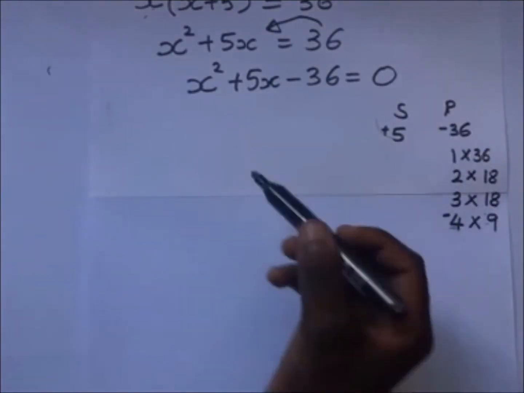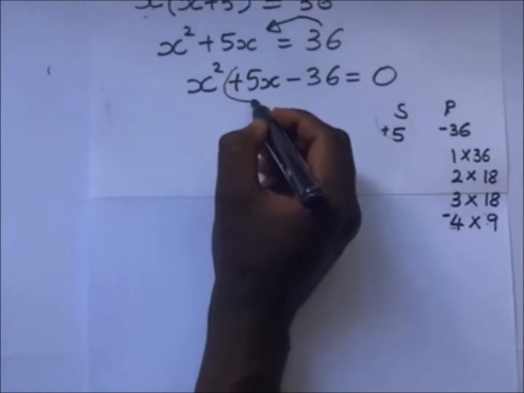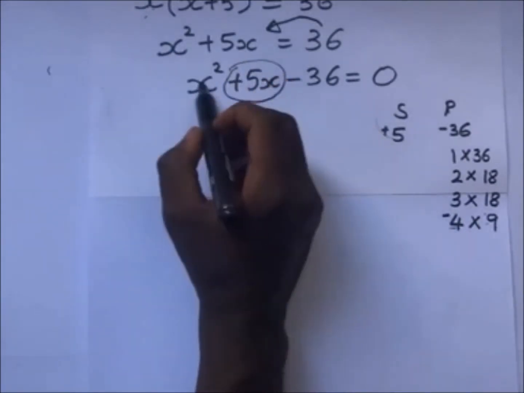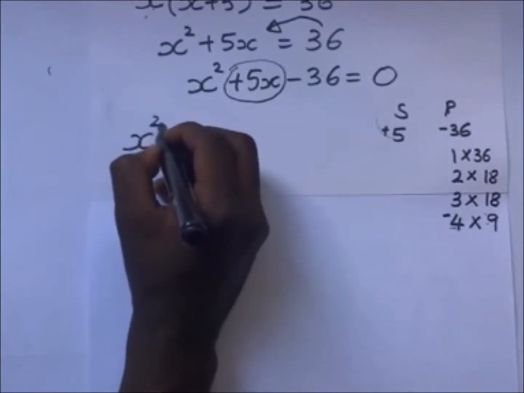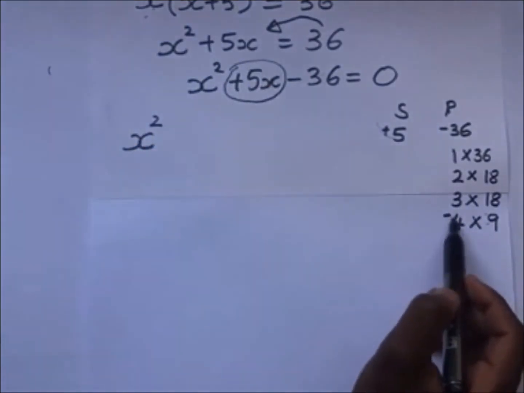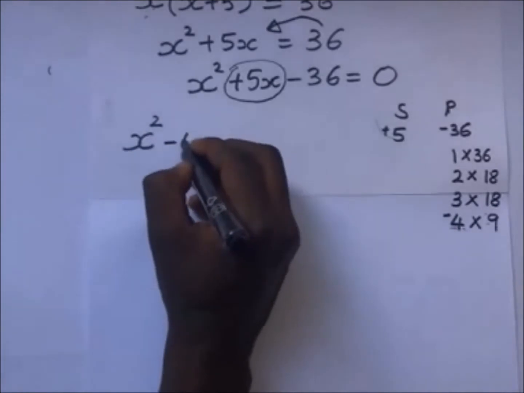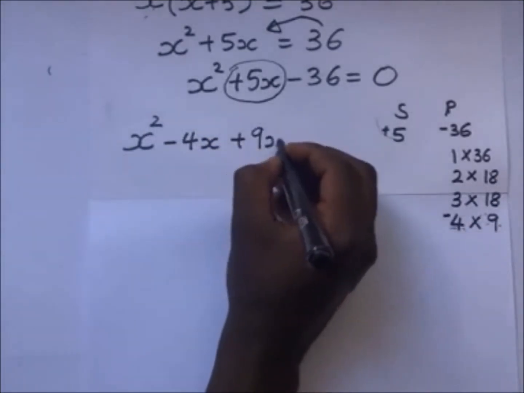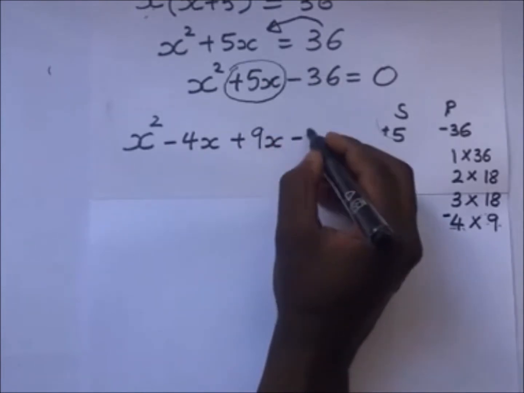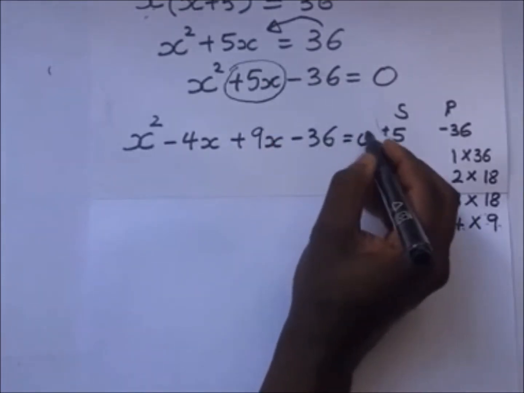So we shall use these two numbers to replace this middle term. So it means after here, our next step is going to become x squared. We ignore this and replace it with this: minus 4x plus 9x minus 36 is equal to 0.